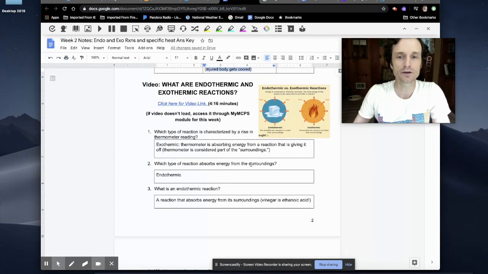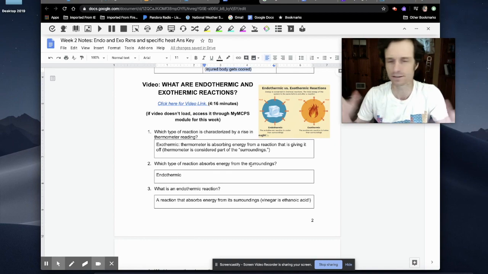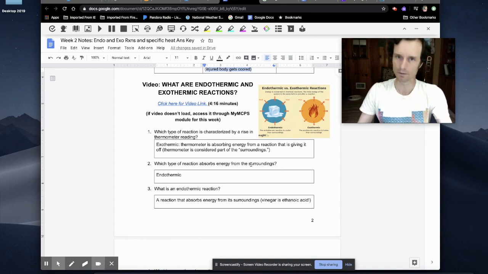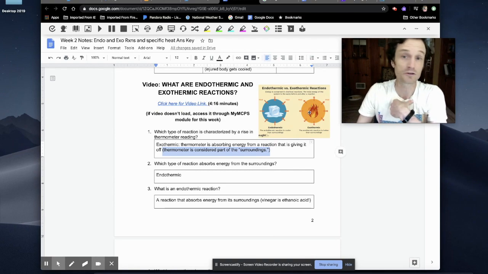Here in this video, I know it went kind of fast, and I understand that can be kind of frustrating, and they throw in some chemical reactions, like what is going on. But the basics here, we mentioned it already, is that exothermic is characterized by a rise in temperature. The key here is that the thermometer is considered part of the surroundings. So if you put it inside the fire here, the thermometer is going to get hot. Why is that? It's absorbing the heat from the fire. So the thermometer is experiencing, in a sense, an endothermic reaction.